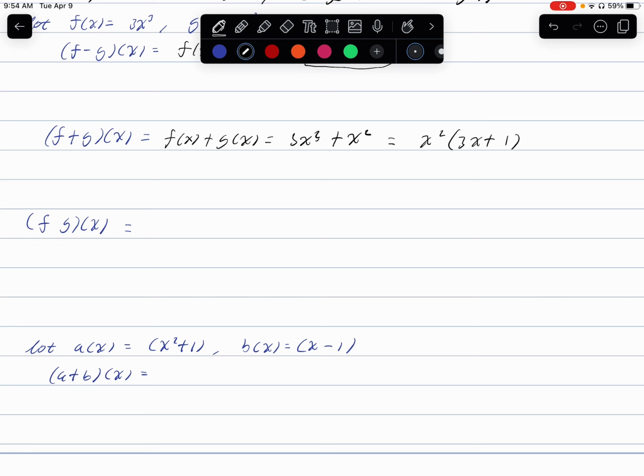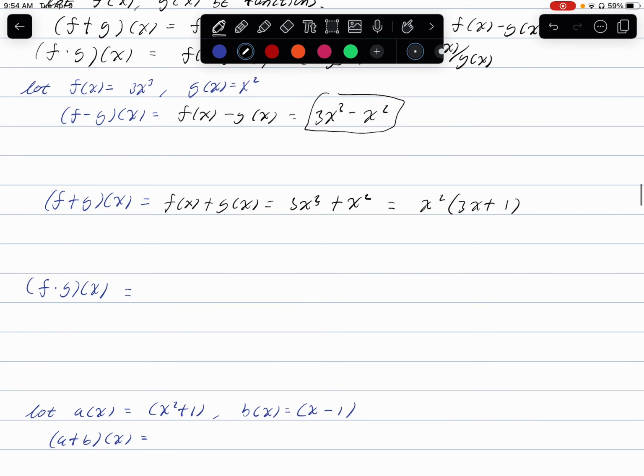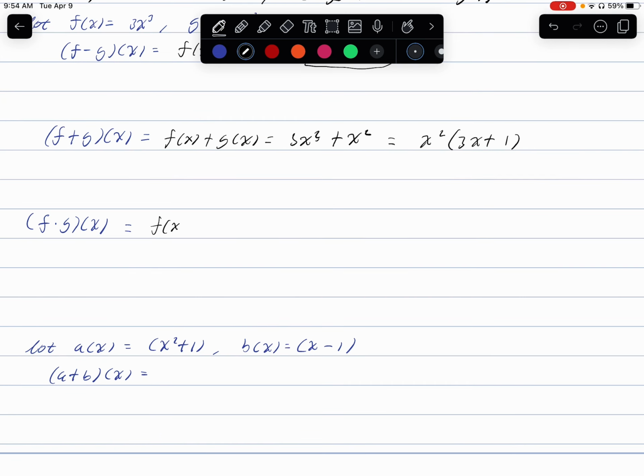And then if we have f times g of x, I can do a little better with my multiplication symbol here. Let's do f times g of x. Now we have f of x times g of x, and that's going to give us 3x to the third times x squared. And remember, if we multiply two variables together with exponents, all we have to do is add the exponents. So this is going to give us 3x to the 3 plus 2, which gives us 3x to the fifth. And that would be your answer here.